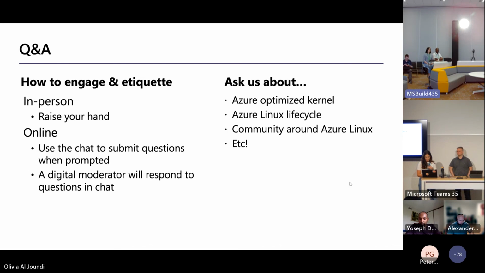Okay, one question here. What do you want us to know about Azure Linux that we have not yet asked? That's interesting. Do you have anything you think they should know? Built by a lot of cool people.